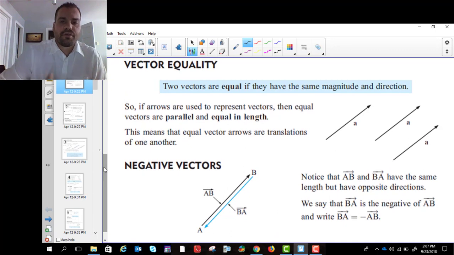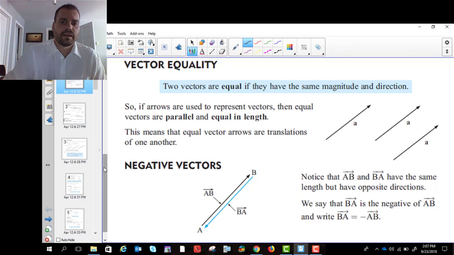Then we get into the concepts of equal and negative. We're just trying to define things. We've defined what a vector is and what magnitude is. Vector equality: if two things are equal, you know what that means. But in terms of vectors, both the magnitude and the direction have to be equal for the vectors to be considered equal. You could have a vector that is equal in magnitude but different in direction. It's not equal.